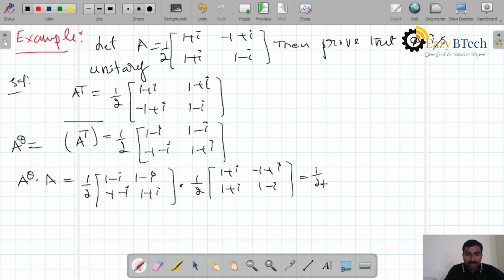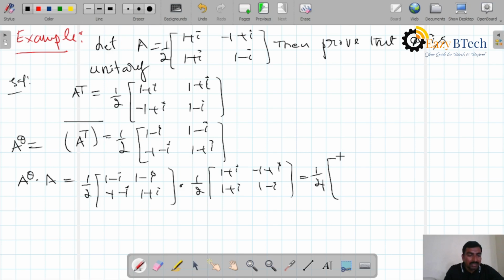If you multiply these two matrices, 1 by 2 into 1 by 2 means 1 by 4 into. We can see 1 plus I into 1 minus I. Simply we can write it as A plus B into A minus B, which is A square minus B square. According to the A square minus B square formula, here A square means 1, and B square means minus I square.